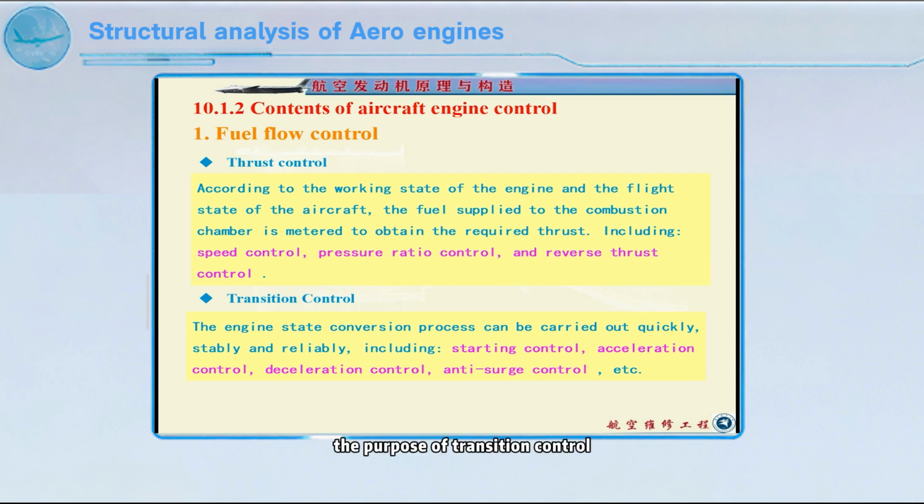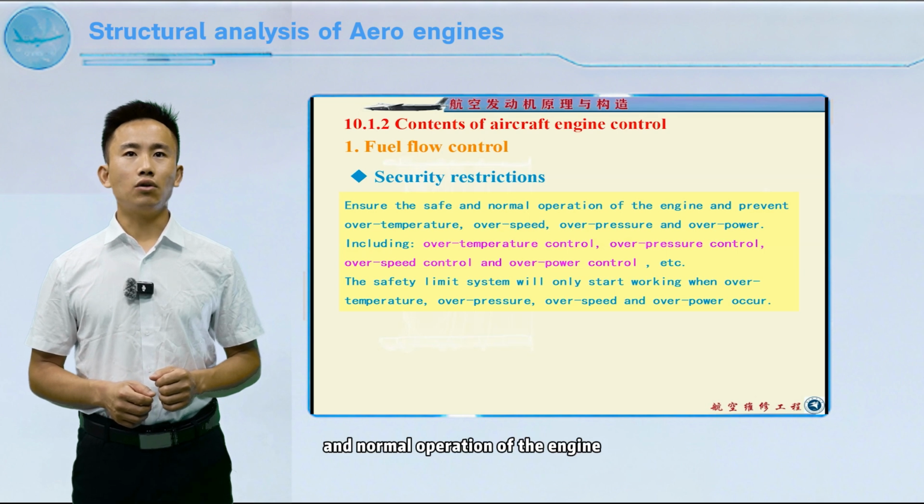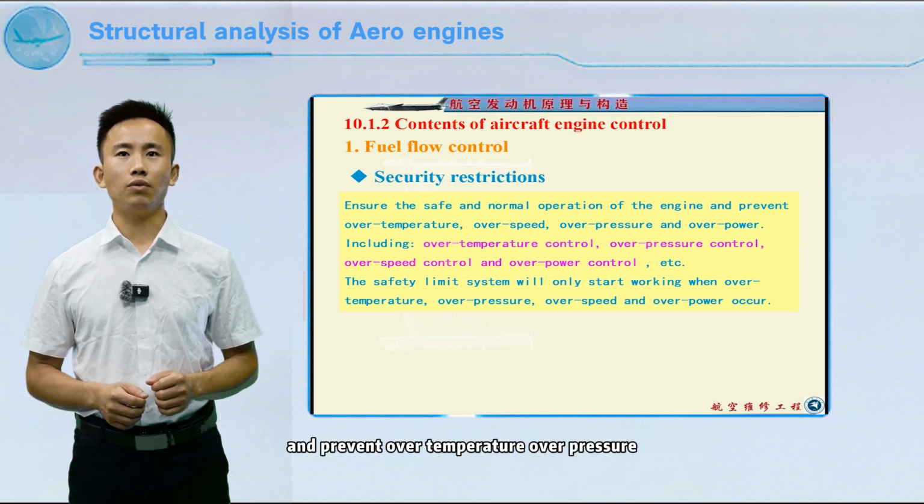The purpose of transition control is to make the engine state transition process proceed quickly, stably, and reliably. Generally, it includes the control of the starting acceleration and deceleration process and the anti-surge control of the compressor. The purpose of safety limitation is to ensure the safe and normal operation of the engine and prevent over-temperature, over-pressure, over-speed, and over-power.